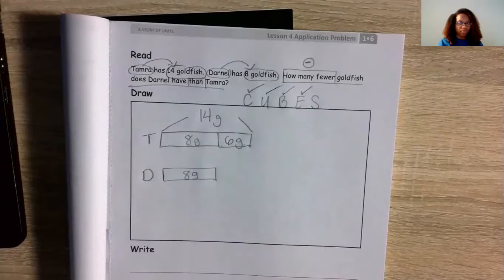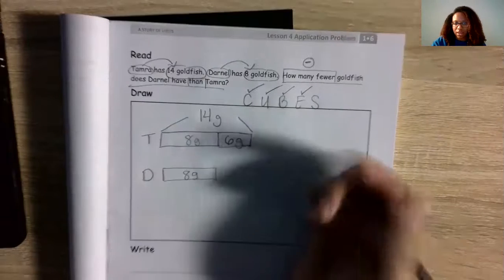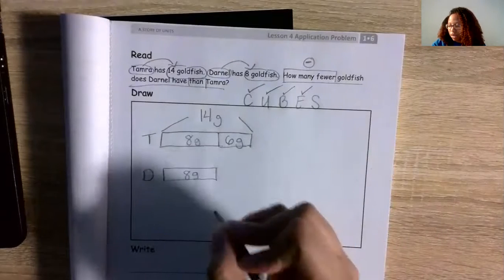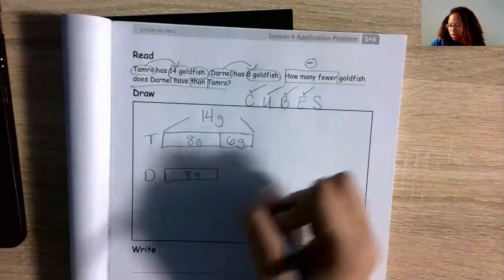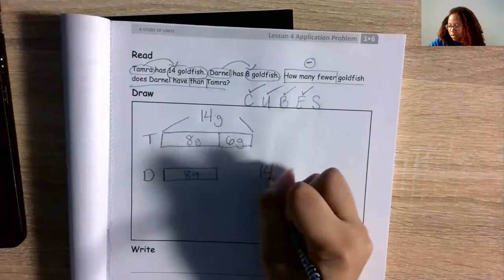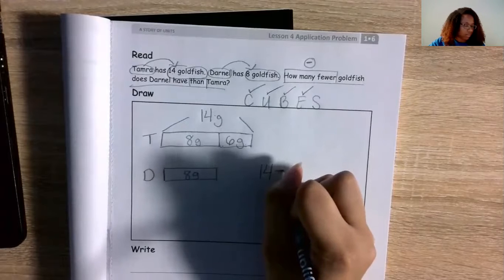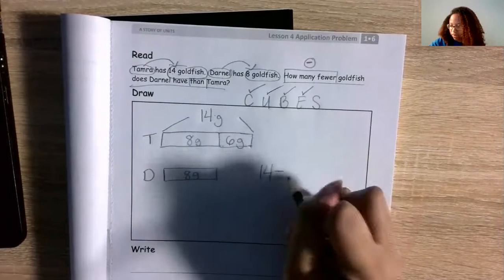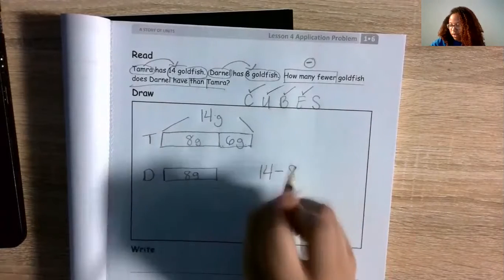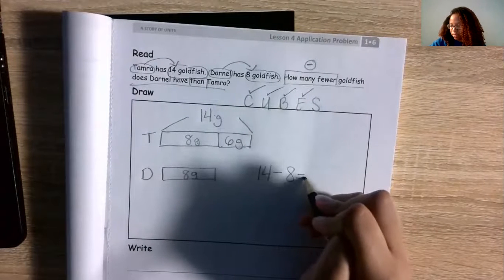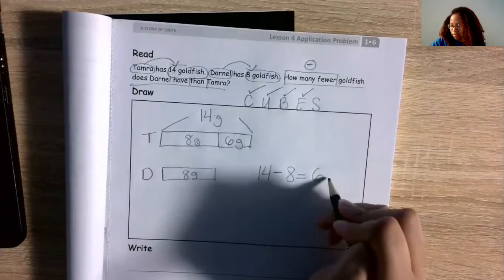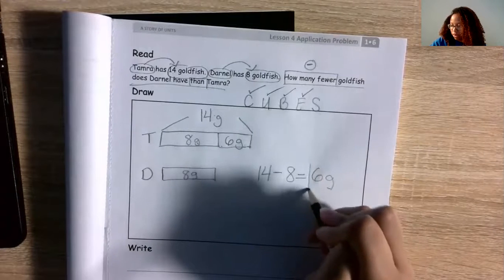Okay, so now by looking at my picture, I know the difference between this. So I can do my number sentence as, how many does she have again? 14 minus 8, because I know he has 8, and that will equal 6 goldfish. Go ahead and box that.